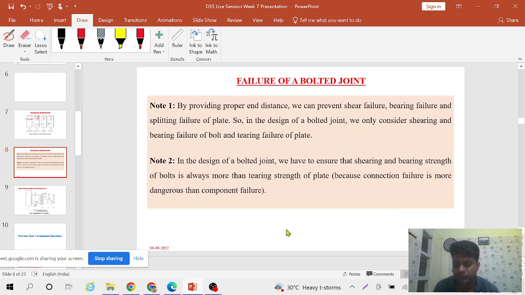Sir, I think it means that the bolts under shearing and bearing must be able to resist the shearing and bearing, because connection failure is more dangerous.